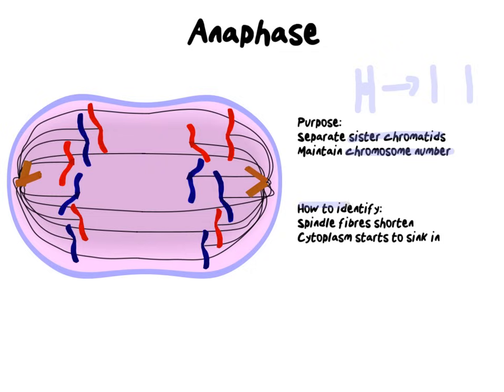Now, how do we identify anaphase? Anaphase has two important things to look for. Firstly, we need to look for the spindle fibers shortening, which you can see here that they have pulled back.